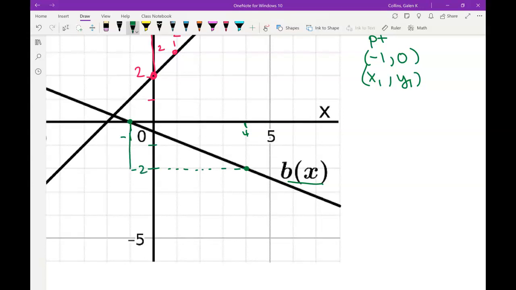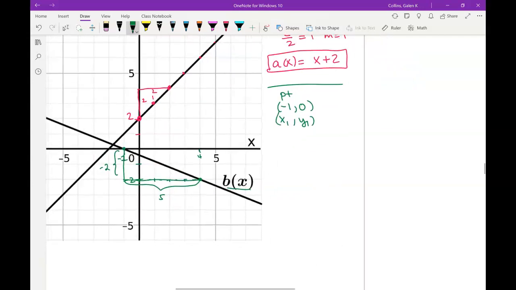So when I make, sometimes we call this a slope triangle, when we're finding our rise and our run, I'm rising down 2, so my rise is -2. My run is 5 because from -1, I'm moving over 1, 2, 3, 4, 5 spaces, 5 times. So my slope is -2/5.